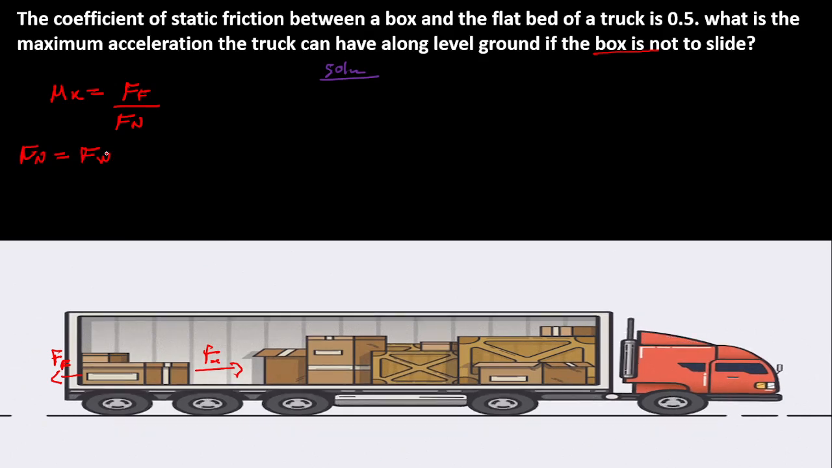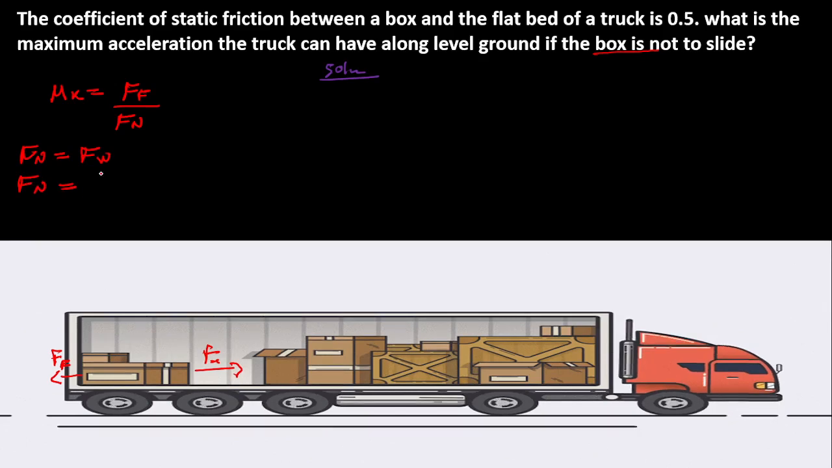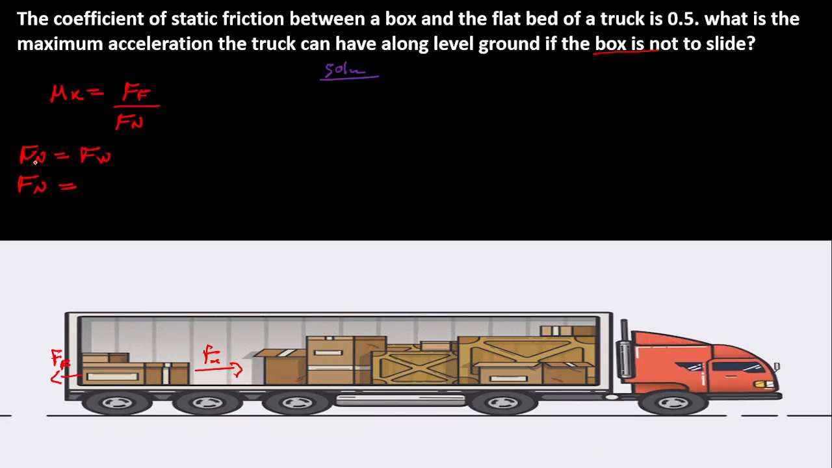Fw is equal to Fn. This simply means that we can easily work out that Fn is simply equal to Fw, which is simply what? Mg. We know that Fw is equal to what? Mg.